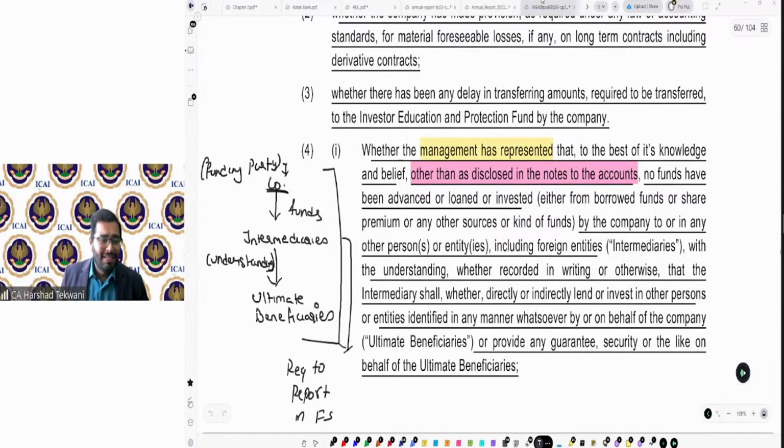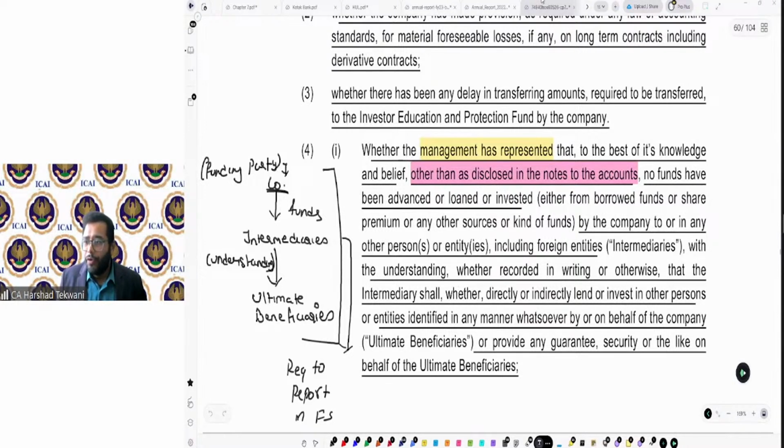So we have discussed till now section 143(3) of the Companies Act. Now a very important section I want to discuss, that is 143(12) of the Companies Act, which is with respect to reporting of fraud by the auditor.